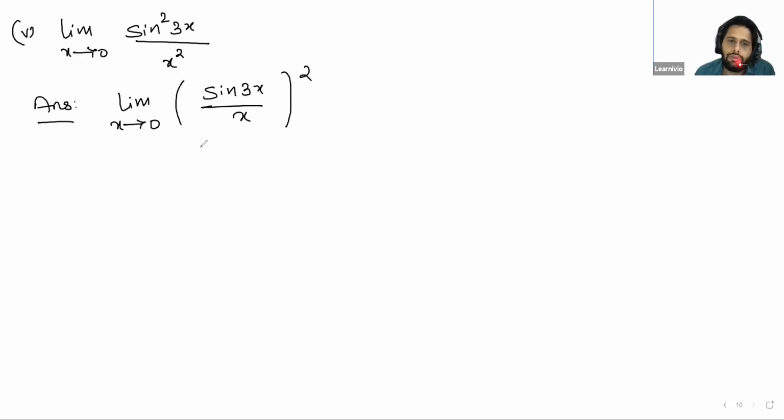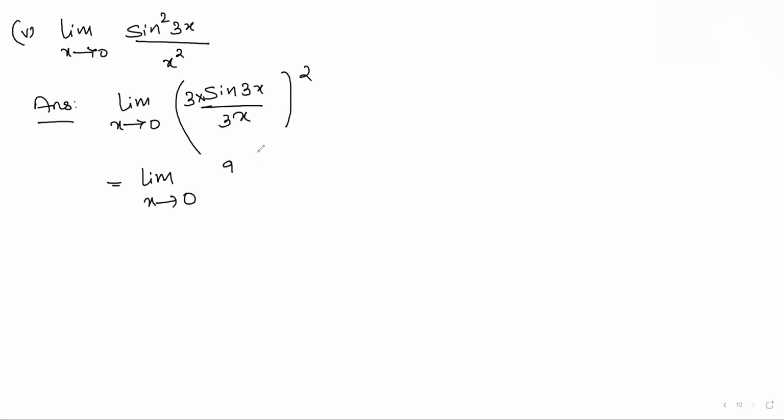So in the denominator, what do we need if we need to put this formula? The 3. So we will multiply and divide with 3. Now this is a square. So when this 3 comes out of this bracket, this will become what? 3 or 9? So 9.